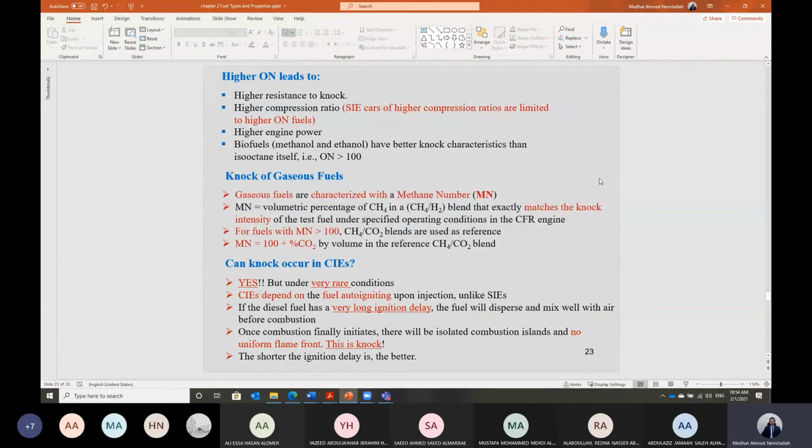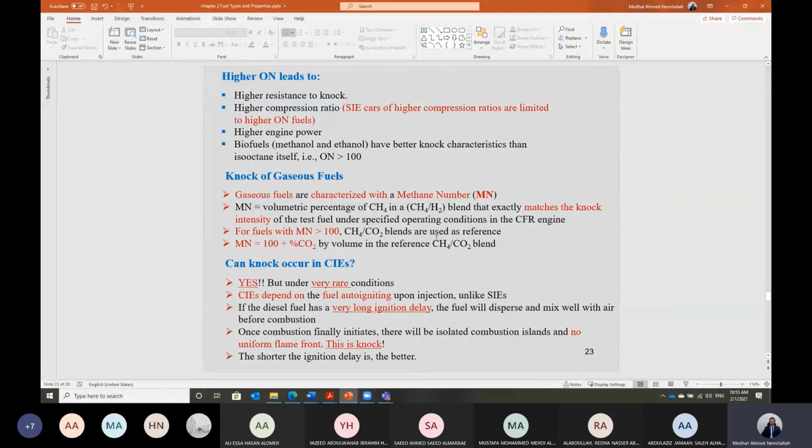So for liquid fuel, we have the octane number that gives us an indication about the resistance to self-ignition. In the case of gaseous fuel, as I told you, nowadays there is a trend to convert cars to work using natural gas, which is mainly methane. So in this case, instead of the octane number, we have to use the methane number. And as the methane number increases, that means the fuel is resisting self-ignition.